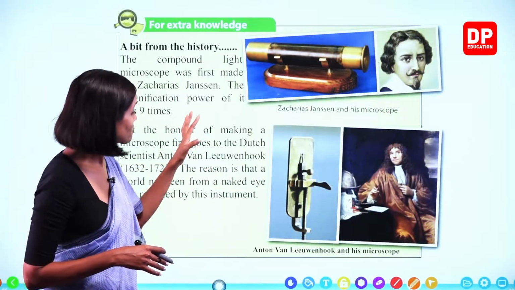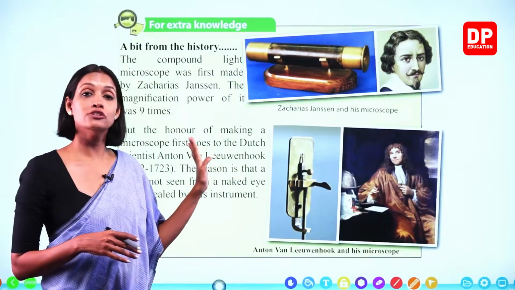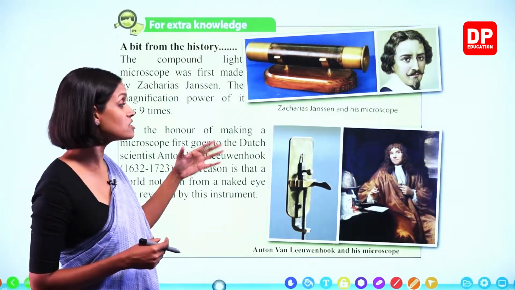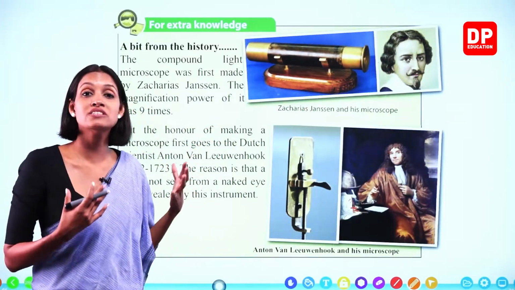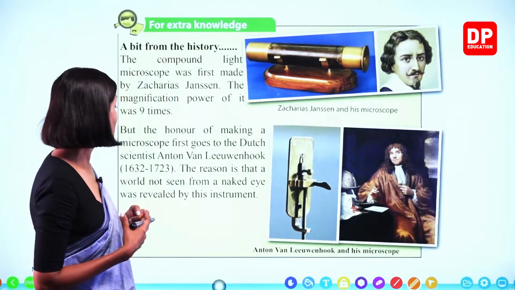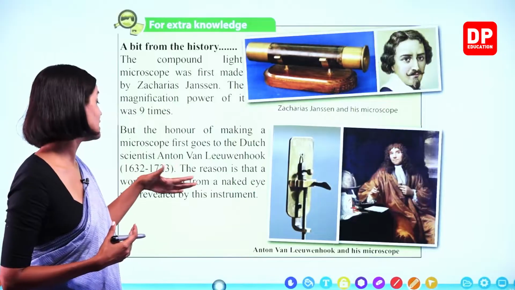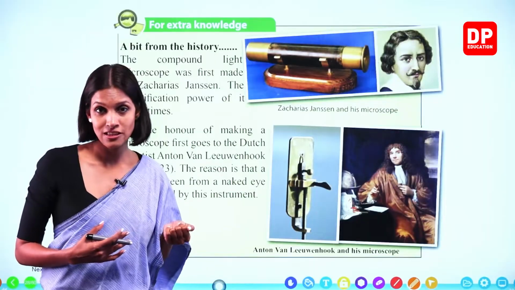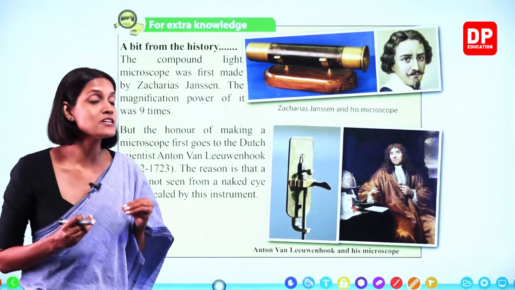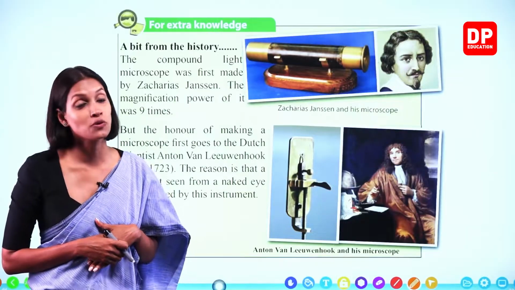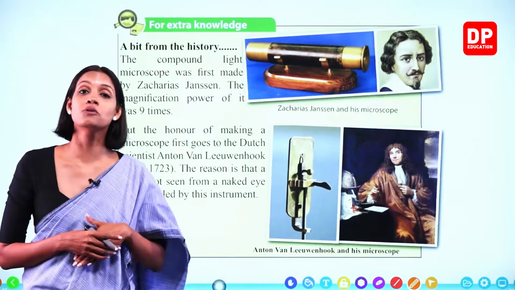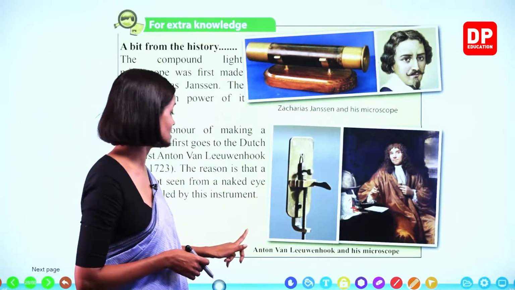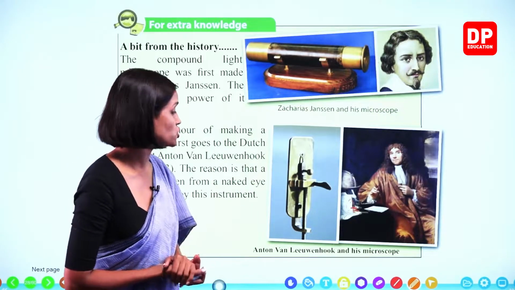But with the microscope developed by Antony van Leeuwenhoek, it was possible to observe microorganisms as well, which means he was the first person to observe microorganisms under a microscope, right? The world not seen by the naked eye was revealed by this instrument, which means the microorganisms. You all know that using hand lenses, we cannot observe microorganisms. Only using a compound light microscope can we observe them. Right, children? So this is the person, Antony van Leeuwenhoek, and his microscope.